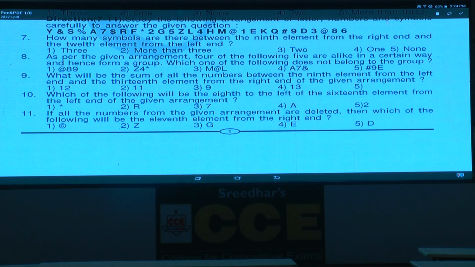Without the digits, 11th from the right hand: 1, 2, 3, 4, 5, 6, 7, 8, 9, 10 and 11. What is the answer here? Z. The 11th element from the right without the numbers is Z, choice 2. Now this is about questions 7 to 11, based on sequence.